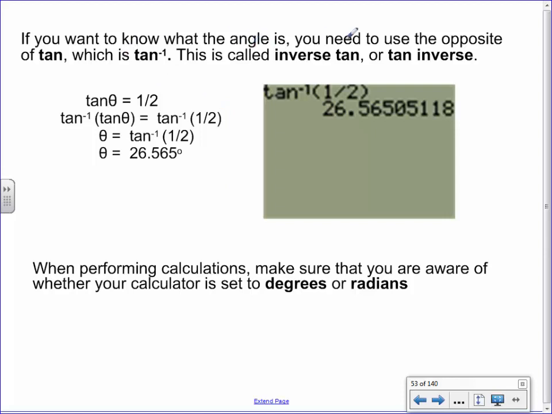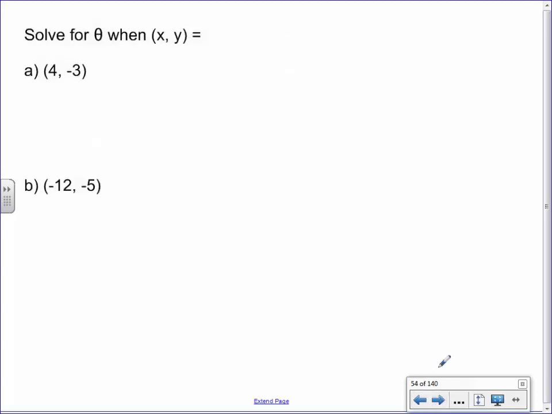If you want to know what the angle is, you need to use the opposite of tan, which is tan to the -1, which we either call inverse tan or tan inverse. And if you do this sort of button right here, it will find you an angle. I'm going to focus on that a lot today and in the next few days. It'll find you one of the angles that works. The problem is that there's sometimes more than one angle that fits. Okay, so let's try some examples here, and I'm just going to start by plotting a coordinate point, and we're going to try to find the angle that works here.